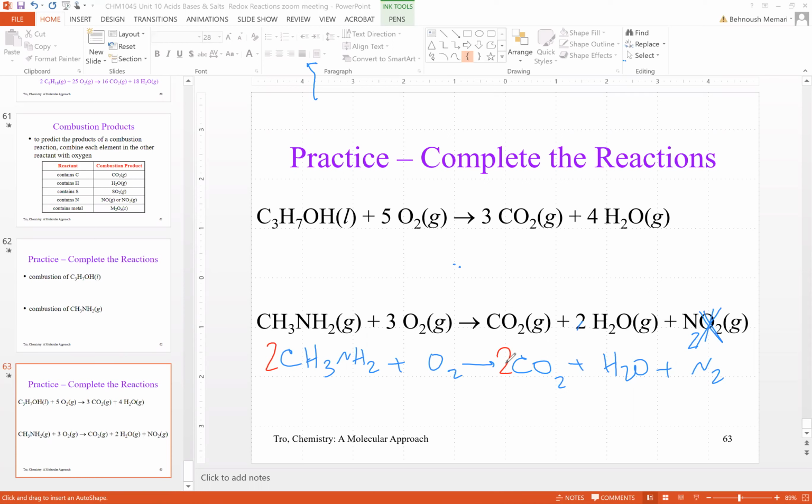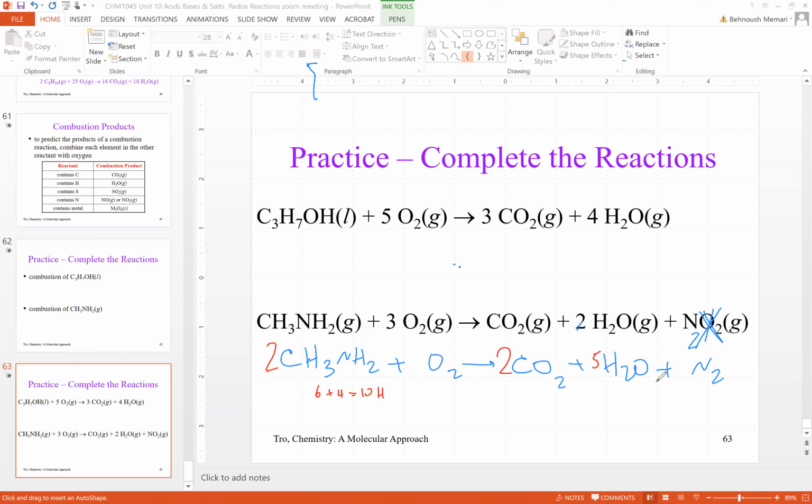So let me try to balance the hydrogens now. I have 2 times 3, that's 6, plus 2 times 4, that's 4. It's going to be 6 plus 4 hydrogens, that is 10 hydrogens. So for 10 hydrogens, I'm going to use 5 H2O, 5 H2O here. And now I have to balance.